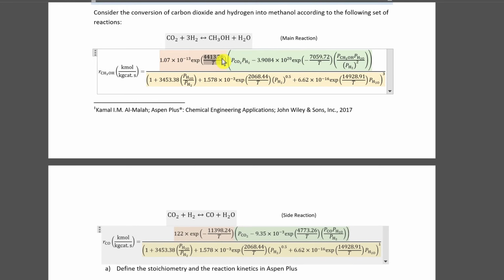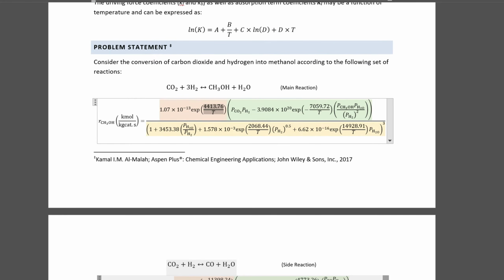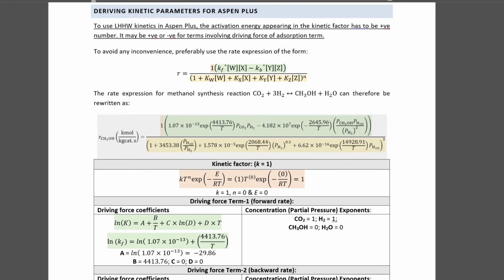So the alternative way is to merge the value of the kinetic factor with the driving force and define the kinetic factor as 1. So the rate expression, obtained by merging the kinetic factor with the driving force of the main reaction, is like this. The forward rate constant of the driving force is obtained by multiplying the kinetic factor with the forward rate constant, and the backward rate constant is also shifted because of the multiplication of the kinetic factor with the original backward rate constant.